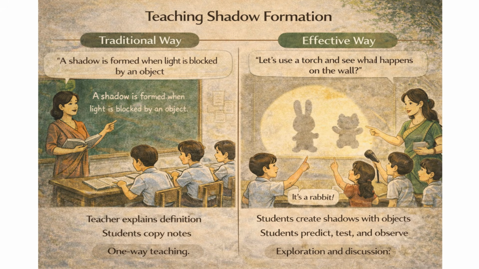On the right, the teacher switches off the lights, uses a torch, and asks students to place their hands in front of the light. Students observe, laugh, experiment, and start noticing how the shadows change shapes and size. Now they are not memorizing a definition, they are discovering the concept. This is the difference between hearing about science and doing science.